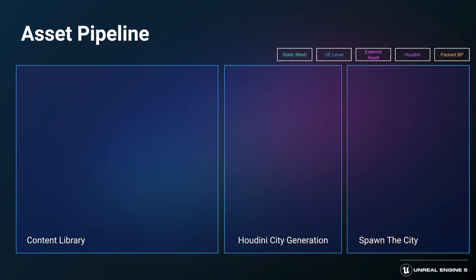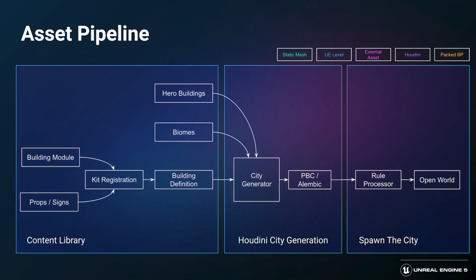We now break down our asset pipeline into its individual components. We have our content library, which feeds the Houdini city generator. We then return into Unreal, where we spawn the results of the city generator. The first assets we started building in the content library were our buildings.